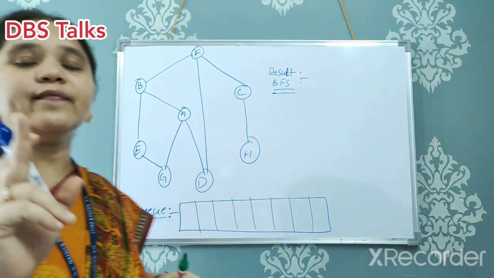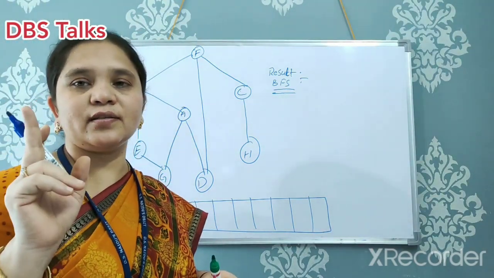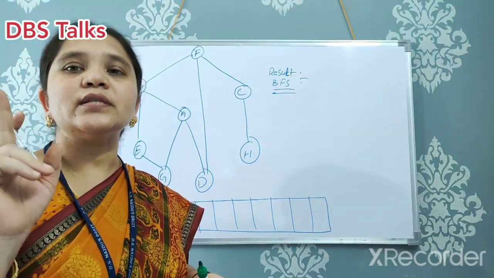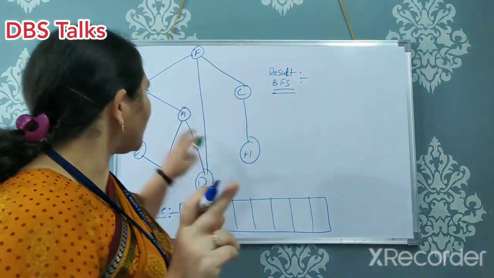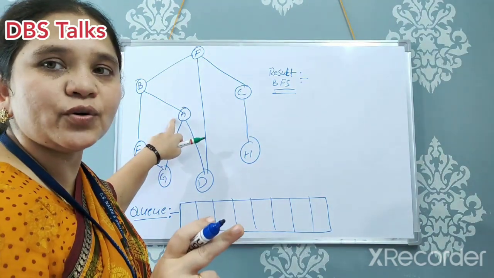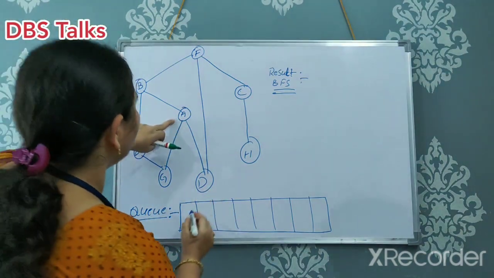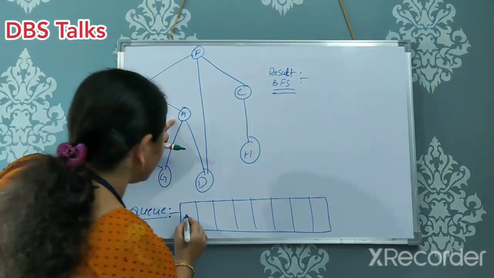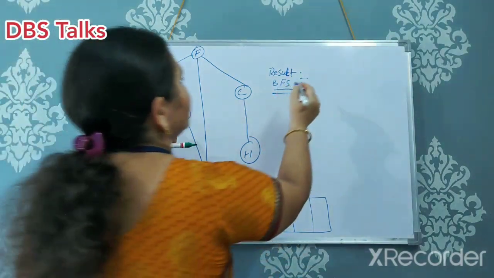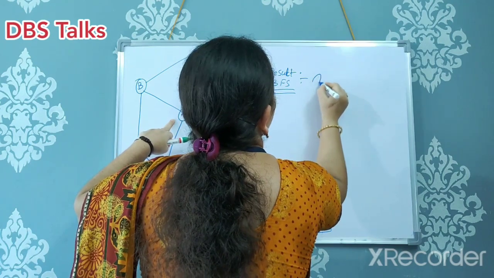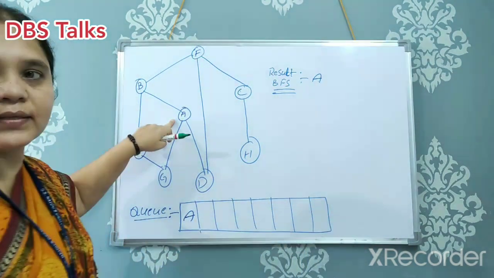So what is the first step in the algorithm? Enqueue the starting vertex and print that vertex. What is our starting vertex? I choose A. So enqueue means insert that vertex into Q and print it in the result.